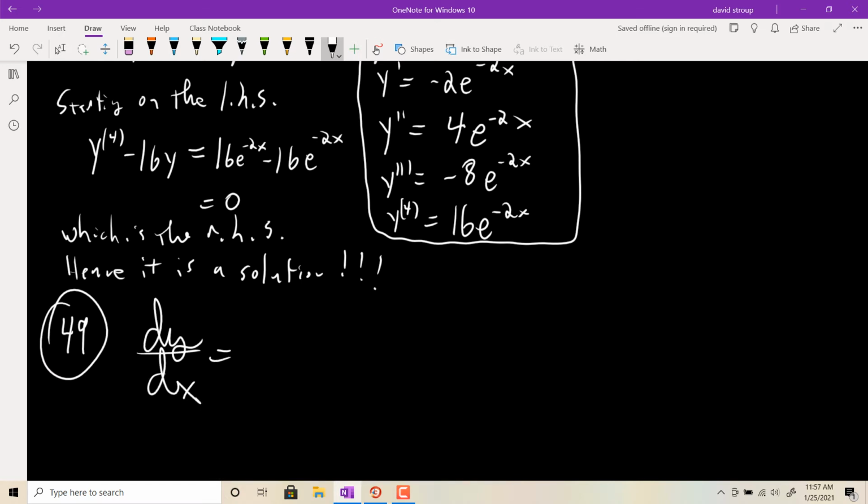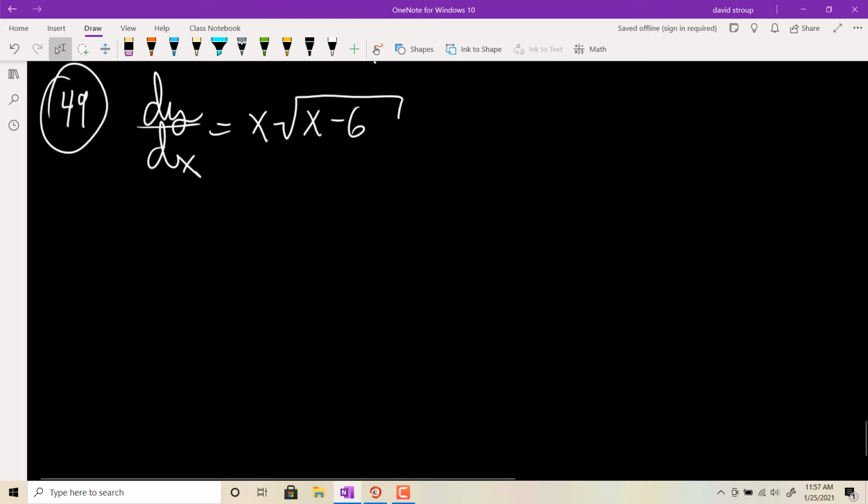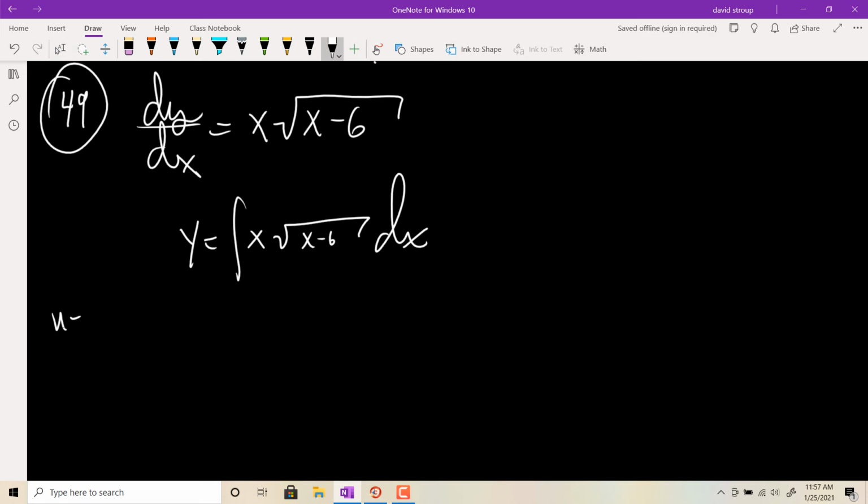Okay, so here's one I like to bother students with all the time in Calc 1. So, oldie but a goodie. In order to figure this out, all you have to do is integrate. So y will equal the integral of x times the square root of x minus 6 dx. Okay, so u equals x minus 6, du ends up being dx.